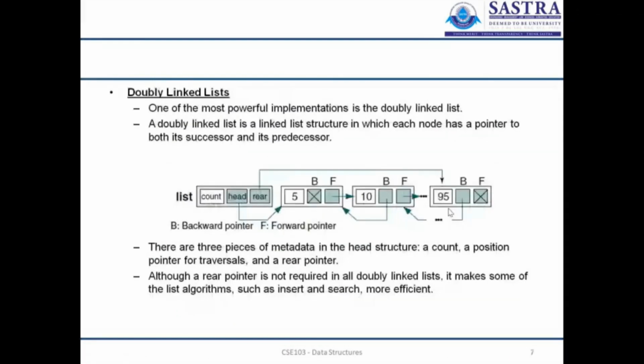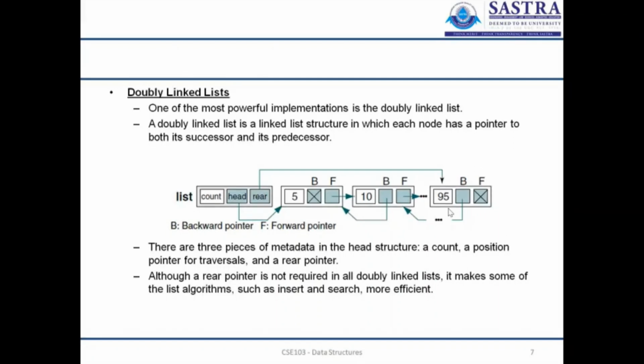The next complex implementation is a doubly linked list. Normally in a linked list we have only one pointer, which is pointing to the next node in the list. In a doubly linked list, we will have two pointers. One pointer will be pointing to the next node and another pointer will be pointing to the previous node.